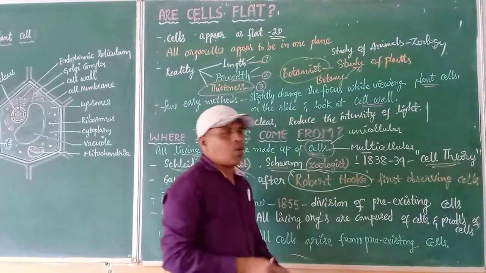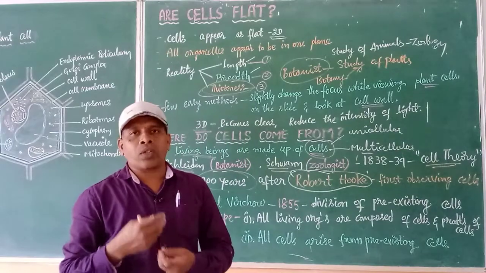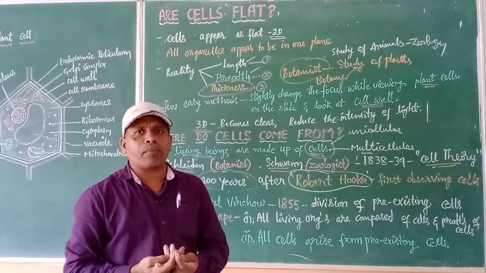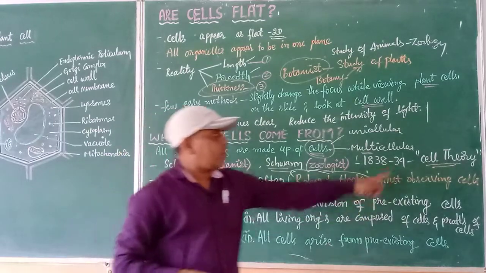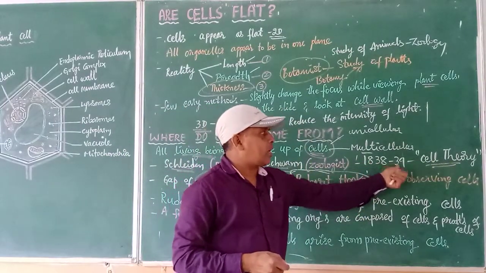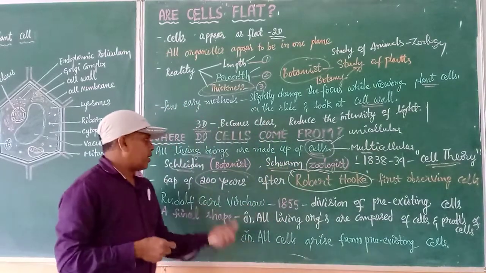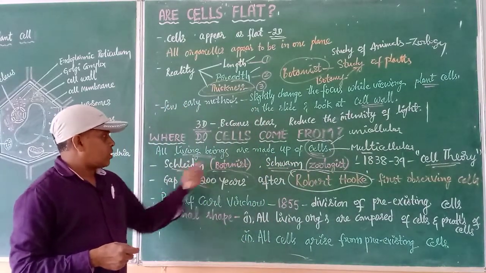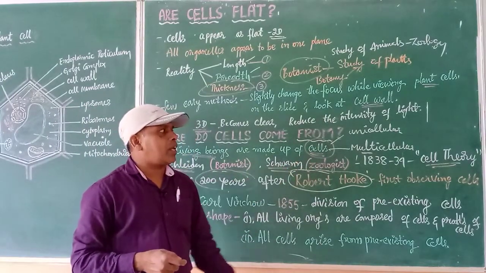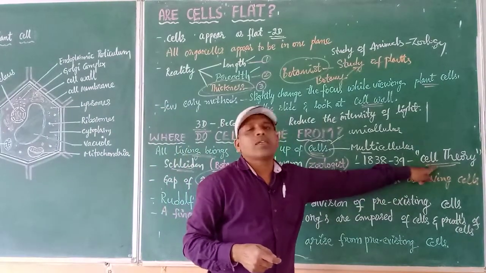How are the living organisms made up? How are the cells, and what type of structures do they contain? All this was proposed under a theory called the cell theory, in the year 1838-39. So the two great scientists, the botanist Schleiden and the zoologist Schwann, both proposed one theory which was popularly known as the cell theory.